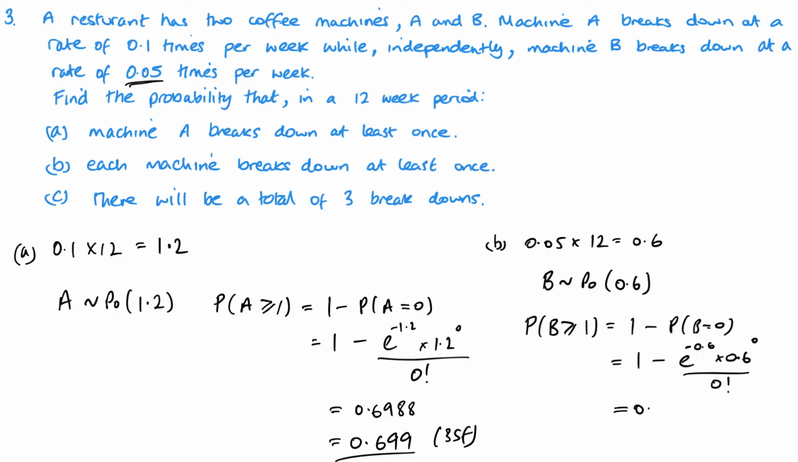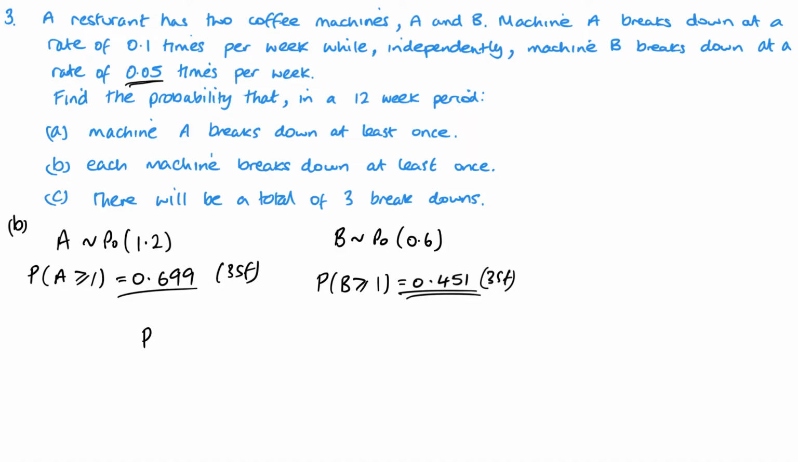And that gives me 0.451188 and so on, which is 0.451 to 3 significant figures. Now here comes the final part of B, because it is each machine. So we want the probability of this happening and the probability that this one happens. So we're looking at the probability where A is greater than or equal to 1 and where B is greater than or equal to 1.